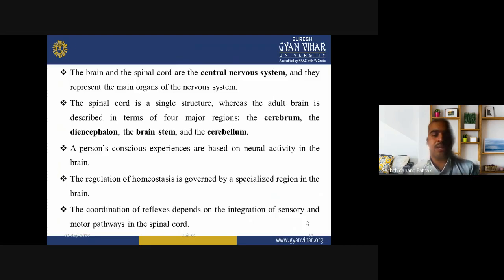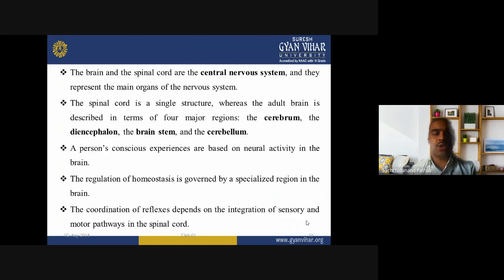Now, the spinal cord is a single structure, whereas the adult brain is described in terms of four major regions: cerebrum, diencephalon, brainstem, and cerebellum. If we categorize the brain, we can categorize it into four different parts: cerebrum, diencephalon, brainstem, and cerebellum. So these four are the parts of the brain.